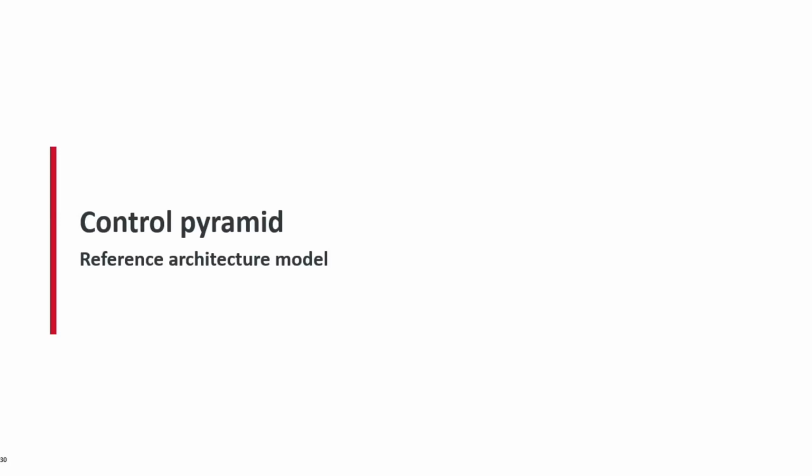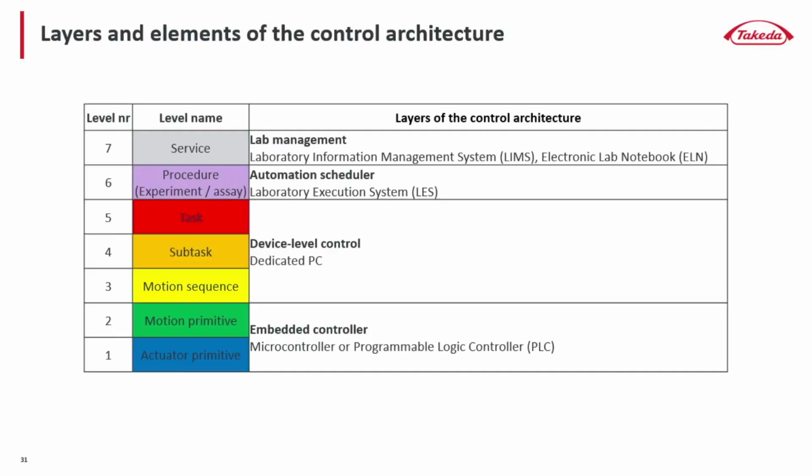So how it's implemented in terms of control pyramid, we use the same 7 levels, corresponding to the previously mentioned workflow decomposition. On the very top, we have lab management systems, so LIMS or ELN. And then what's most interesting in terms of laboratory automation, the scheduler or laboratory execution system. That's where the procedure, the experiment, is programmed as a series of tasks.